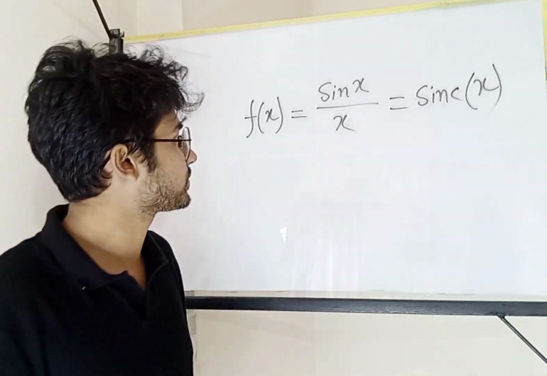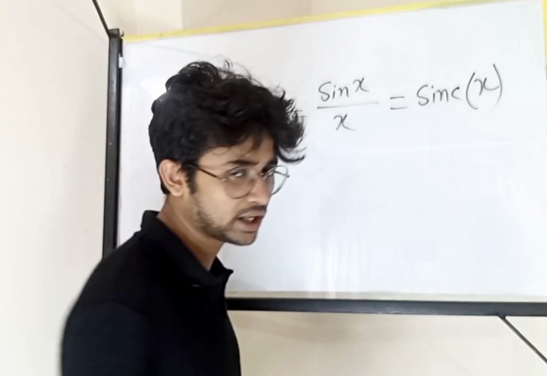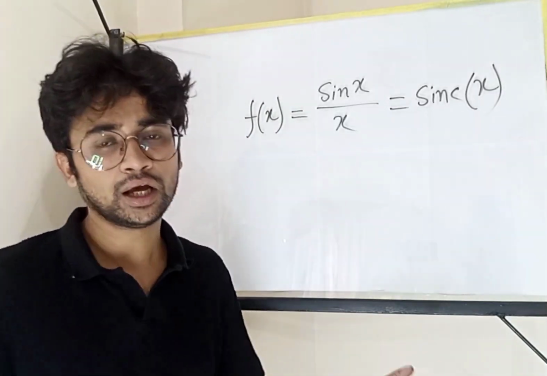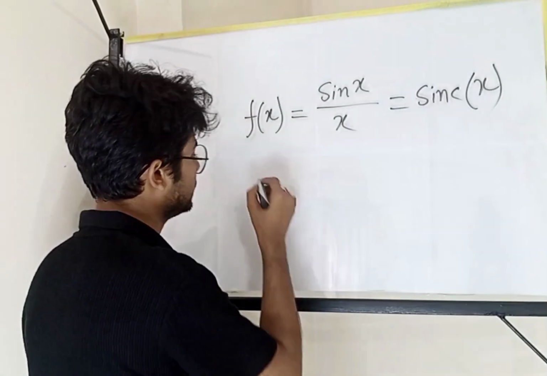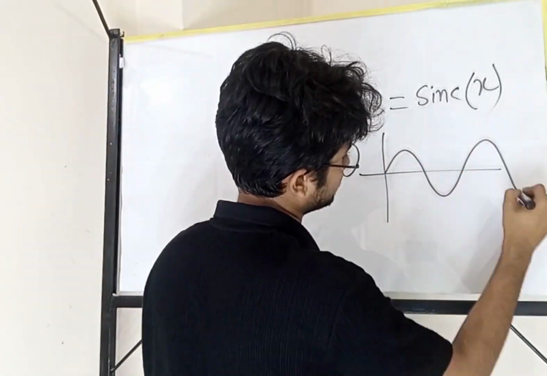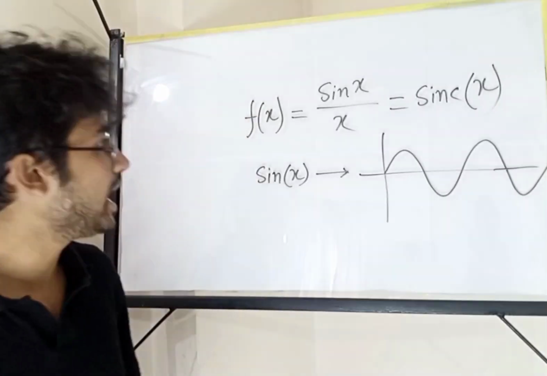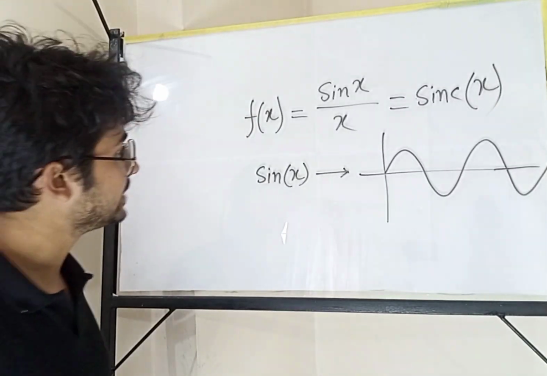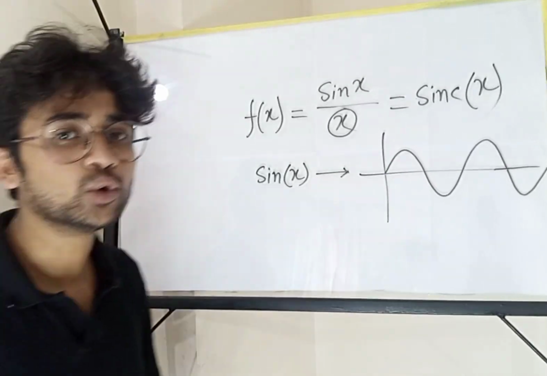So first of all, we need to know two graphs. You know about the graph of sine of x, which looks like a sinusoidal wave, and we can write this. You know this, right? The sine function looks like this. And you can see there is an over x, right? So what can you write here?